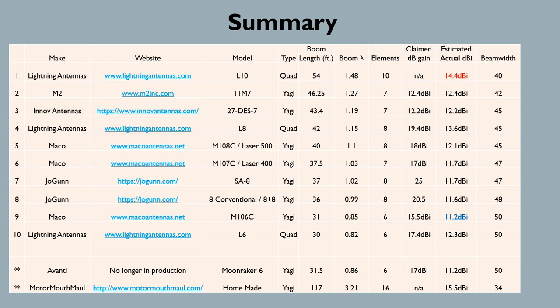And you can see it's not that far above the Lightning Antennas L10, because of the quad and the law of diminishing returns. Here's a general rule. You have to double your boom length to get 3 more dB. So figure if you want 18.5 dB gain, you need a 234-foot long boom beam. You know what I mean? There's a point where it's just not worth it. So that's kind of the summary there.